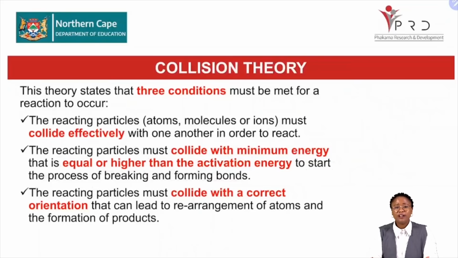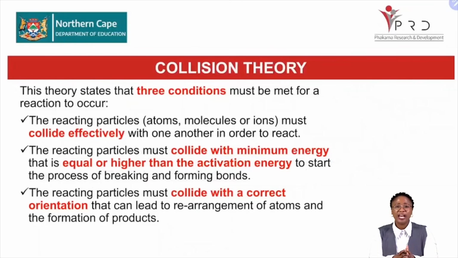Now, in order for a reaction to take place, we must remember that in a reaction, we have reactants and products. In order for the products to form, the reactants need to react with each other, but in order for them to react with each other, they need energy, and they need the minimum amount of energy that is required for them to start reacting. So once that minimum amount of energy, which is the activation energy, has been reached, then the particles need to start colliding between the reactants.